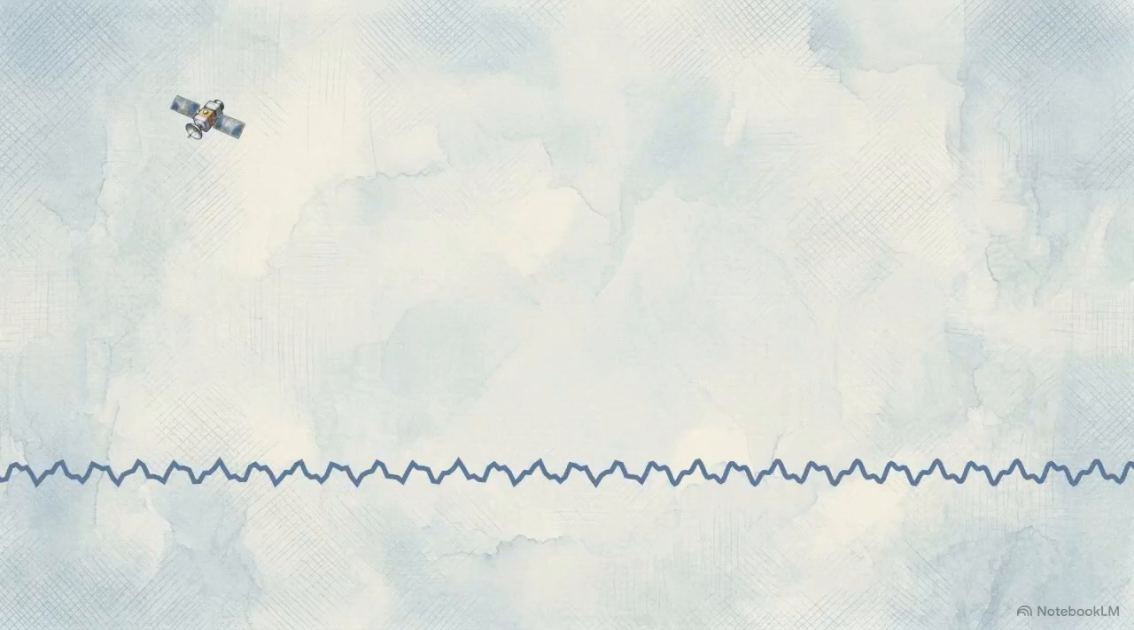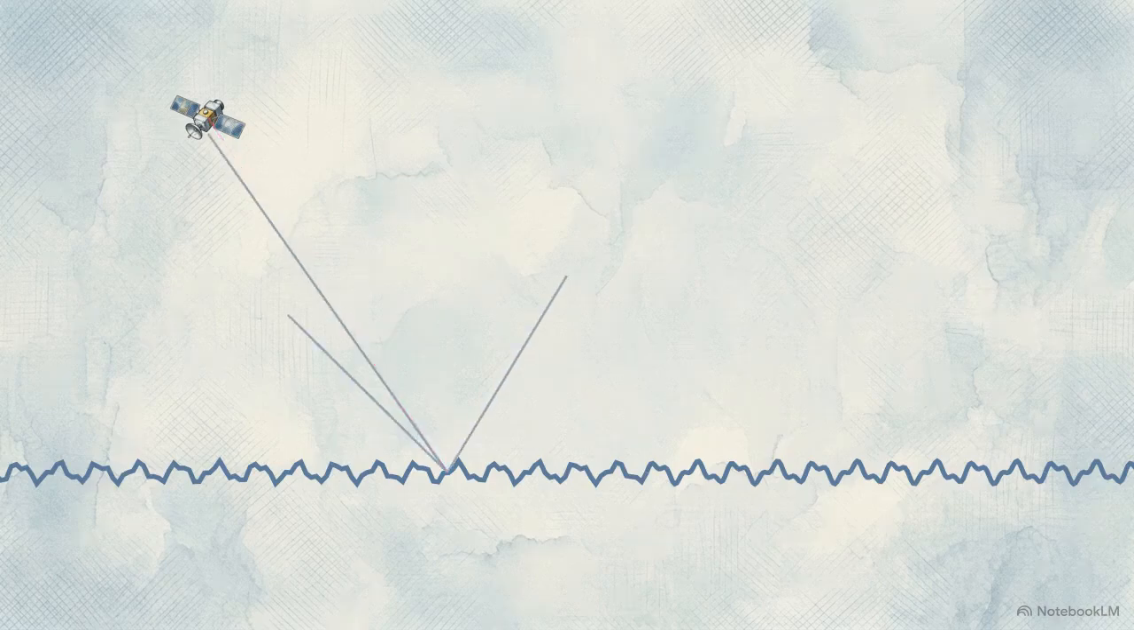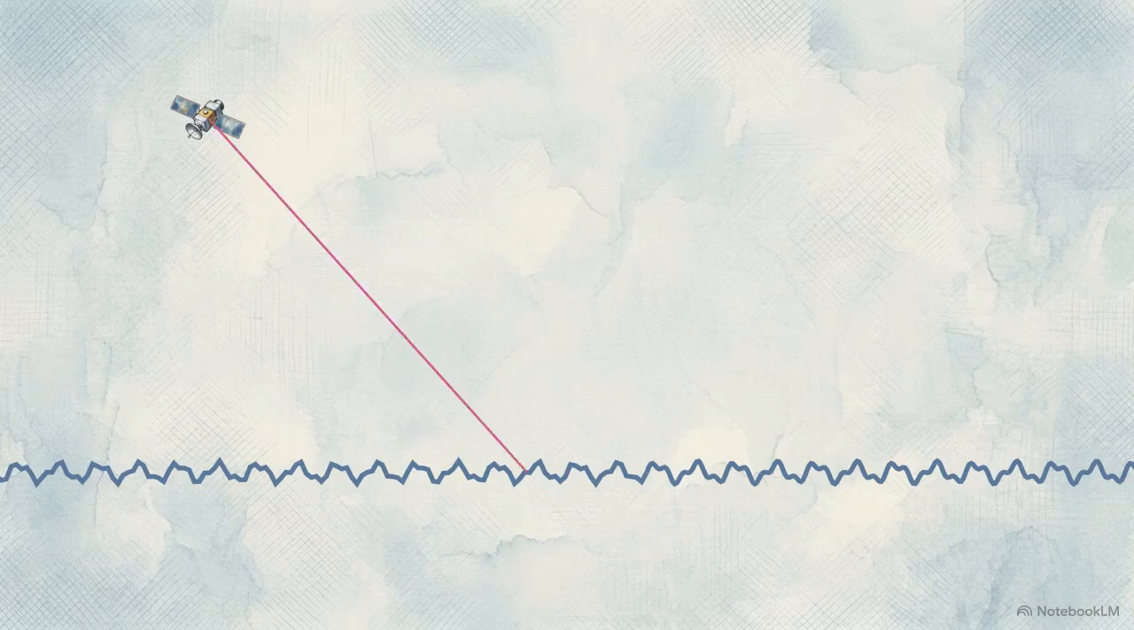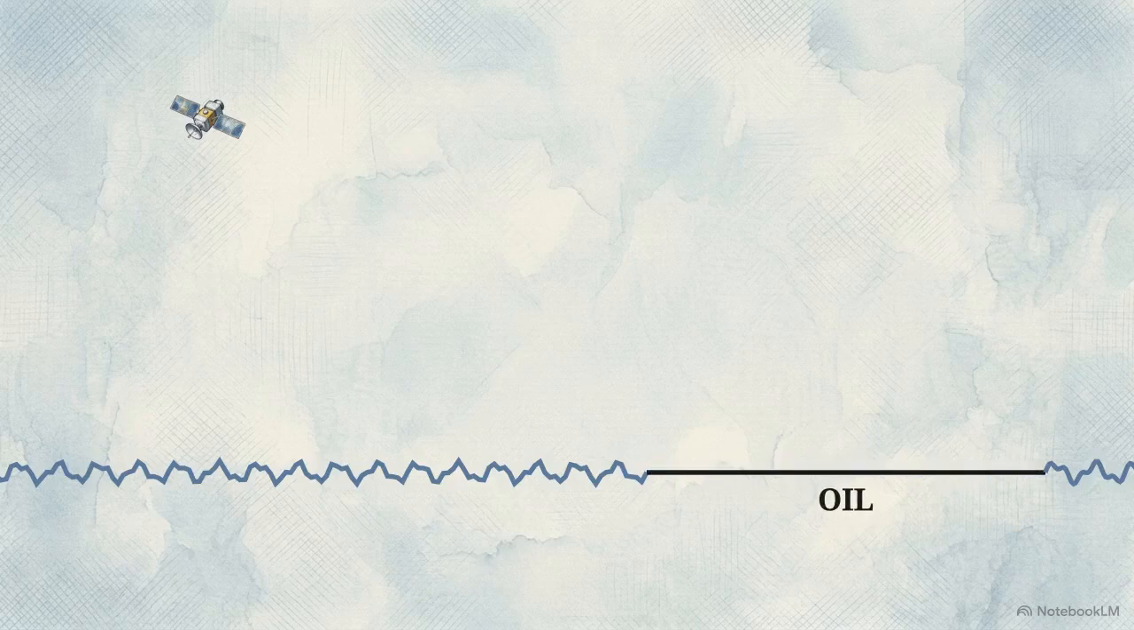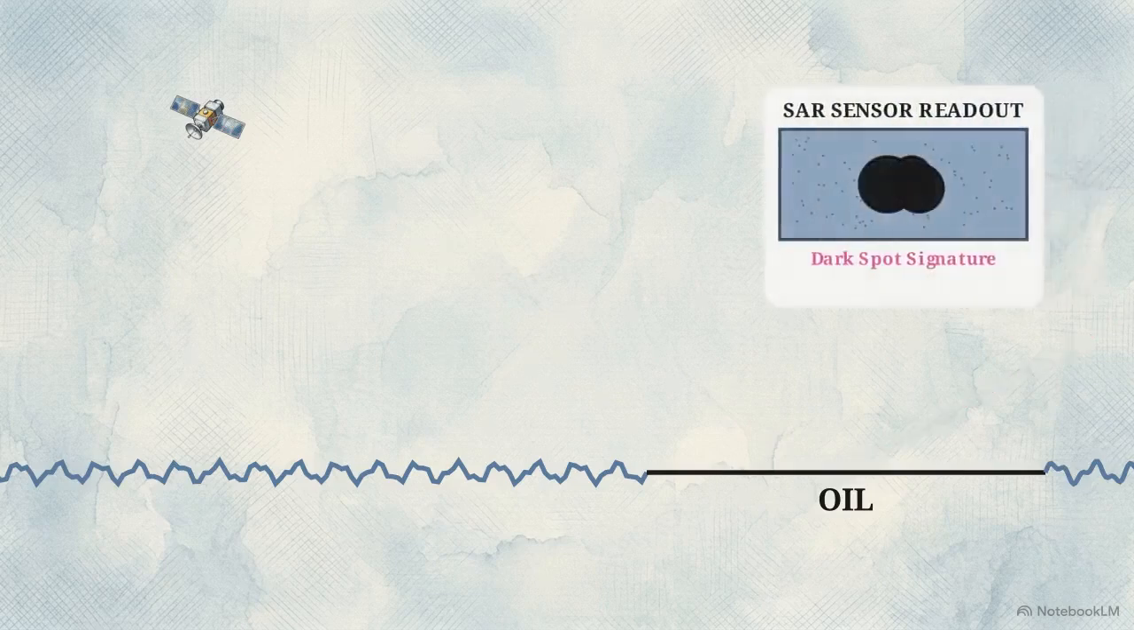SAR operates by bouncing radar waves down to the water to detect minute changes in the ocean's surface capillary waves. When oil accumulates, it physically smooths these capillary waves. The flattened surface reflects the radar energy away from the satellite, generating the distinct dark spot signature seen on the readout.